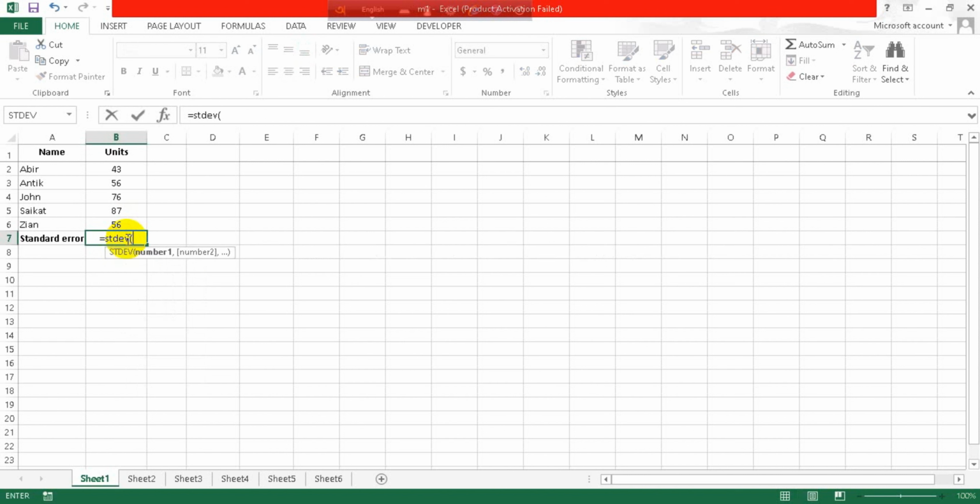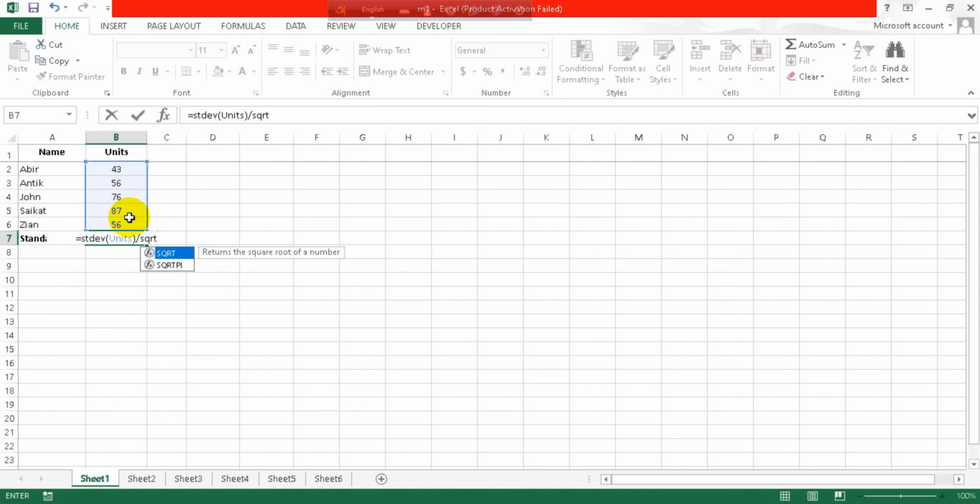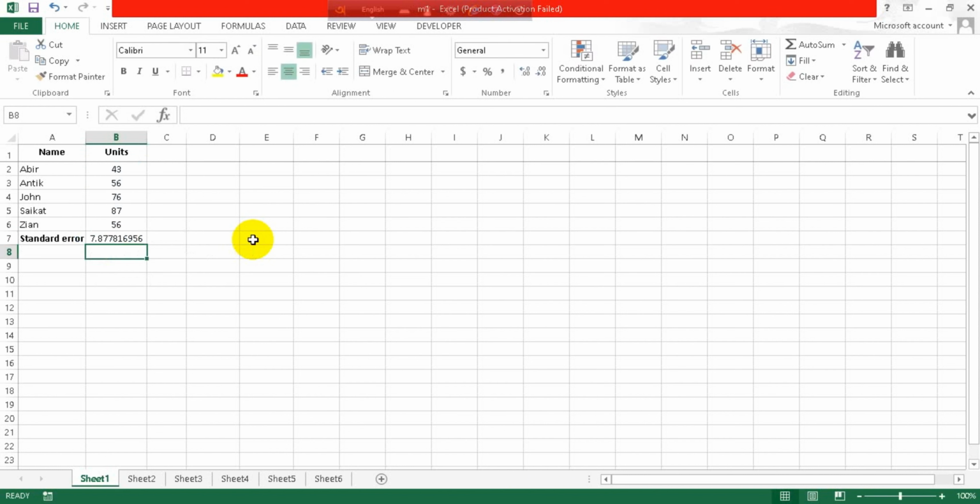STDEV, first bracket, select your cells, close it, divided by SQRT, first bracket, COUNT, again put a first bracket and select the entire cells, again close it, then again close it, and here you can see the standard error is calculated.